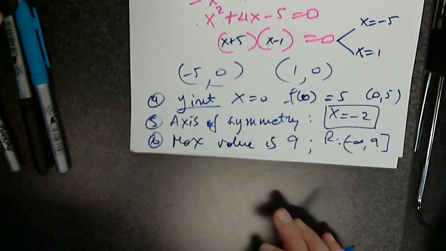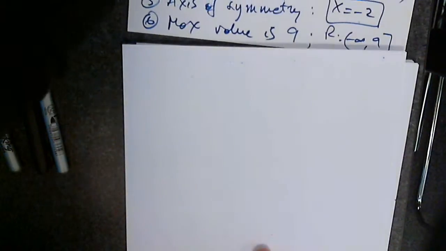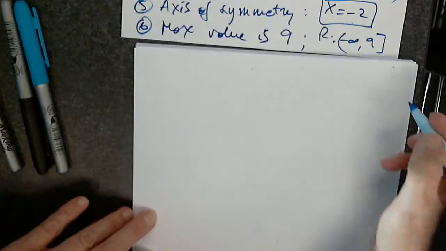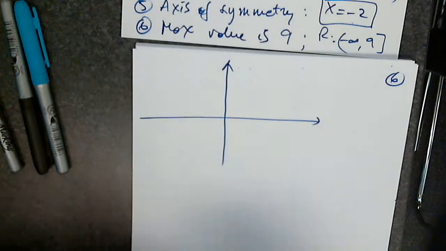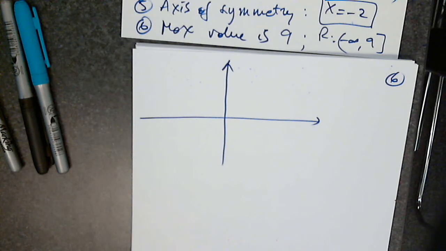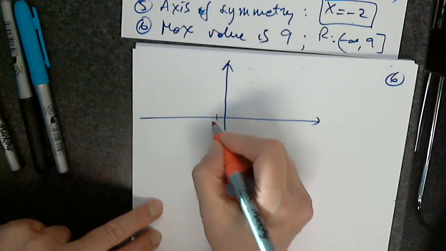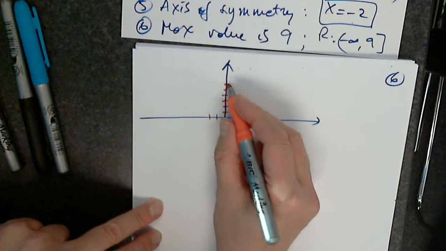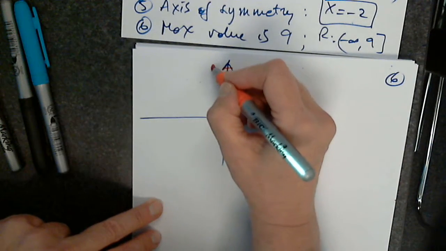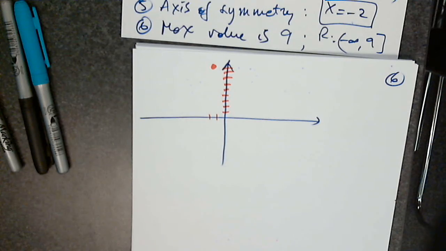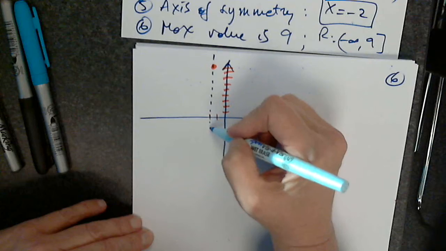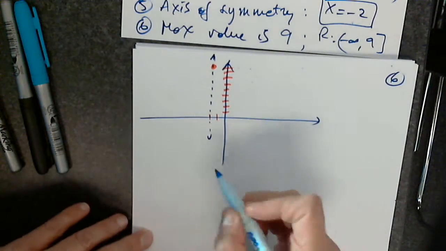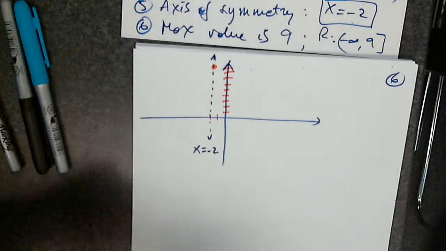And now I'm ready to graph it. When I graph a quadratic function, I always start with the vertex. Can anyone tell us again what the vertex is? Negative 2, 9. 1, 2, 3, 4, 5, 6, 7, 8, 9. Right here, this is the point. The next step must be the axis of symmetry, which is not part of the graph. Therefore, I will just graph it as a dotted line. So this is x equals negative 2.